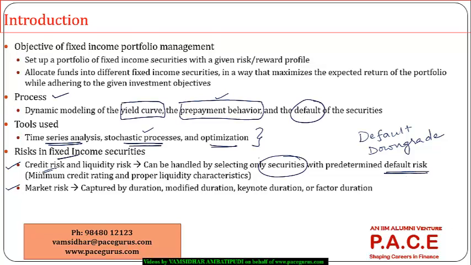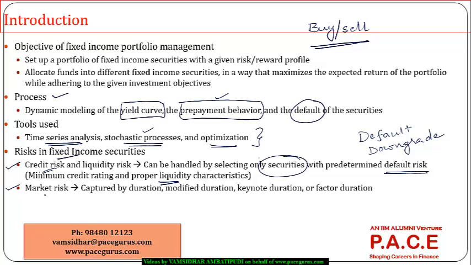Similarly, I would be choosing proper liquidity characteristics so that the buy and sell volumes are not so low. I should be able to sell my security at a price when I wish. I should be able to buy the security at a specific price when I wish. I should not get into a situation where I am forced to sell it at a much lower price because of inadequate market available for that particular product.